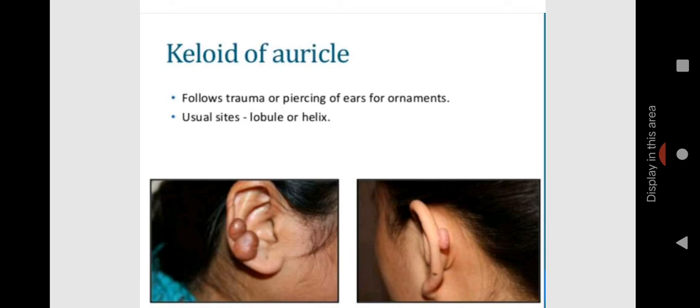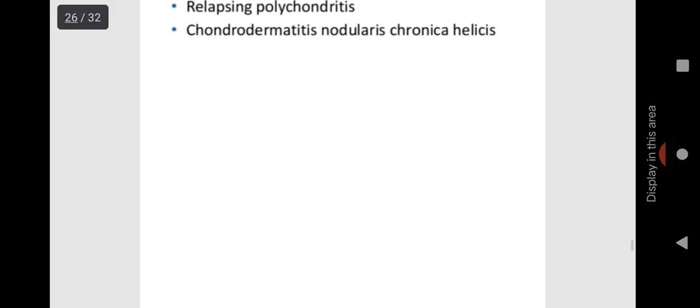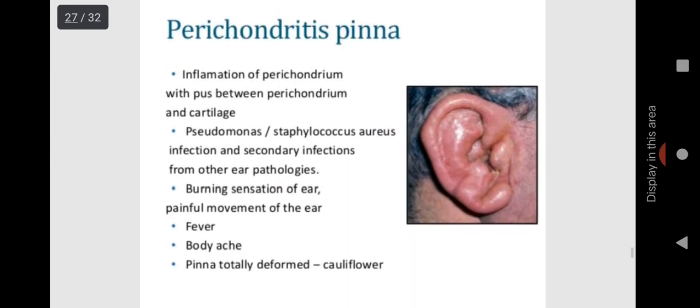Its usual sites are the lobule or helix. It may be present on the helix, the upper portion, or on the lobule, the lower portion. The next group is inflammatory conditions, including perichondritis, relapsing polychondritis, and chondrodermatitis nodularis chronica helicis. These are the three inflammatory conditions of the external ear. Let us see them one by one.